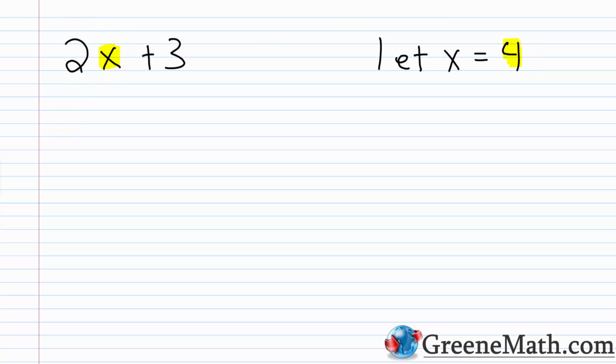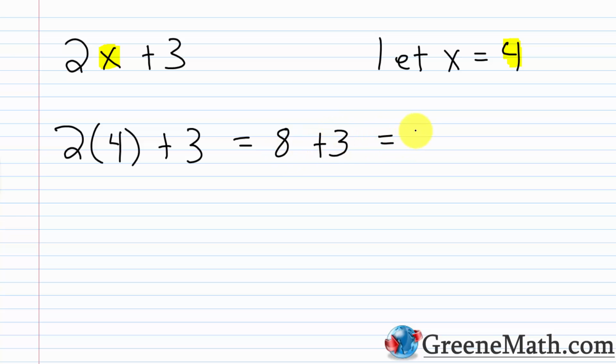So that means that I'm going to have 2 times 4 plus 3. And again, I can put parentheses around 4 and put it next to 2, and it implies multiplication. Remember, 2x is the same as 2 times x. So when I replace x with 4, I'm still going to do the multiplication operation. But now, since it's not a variable, it's a number that I replace the variable with, I can just calculate it, right? 2 times 4 is 8. So this would be 8 plus 3, and then 8 plus 3 is 11.